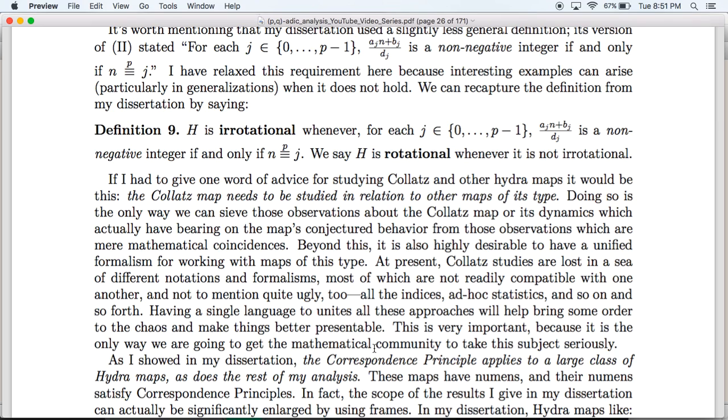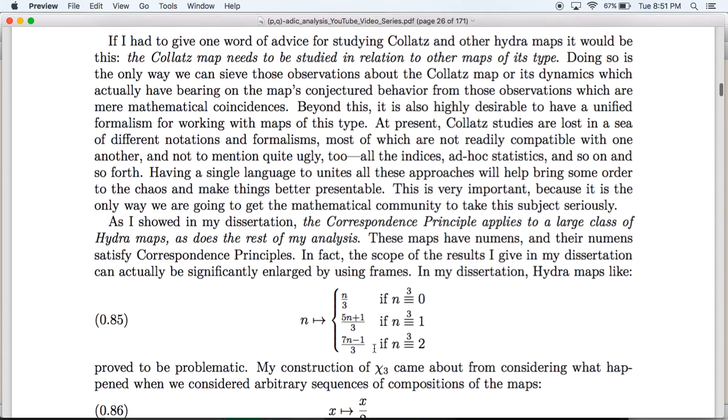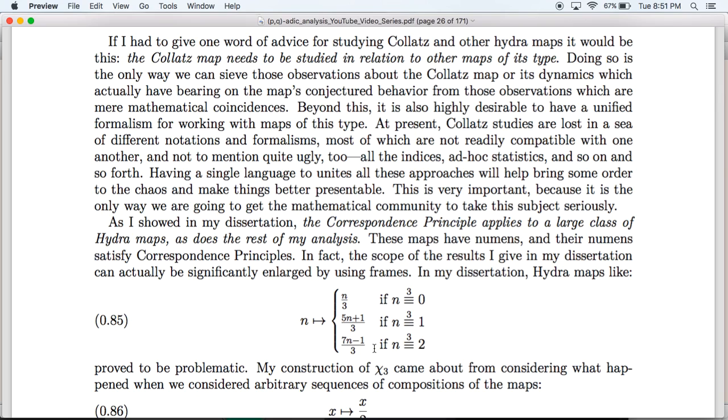These Hydra maps of the type considered above have Neumans, and their Neumans satisfy correspondence principles. In fact, and this is quite funny, the scope of the results I give in my dissertation, like the version that you can find on my website, is not as big as it could be. It's worth explaining because, as I said, it's a bit of a funny story.